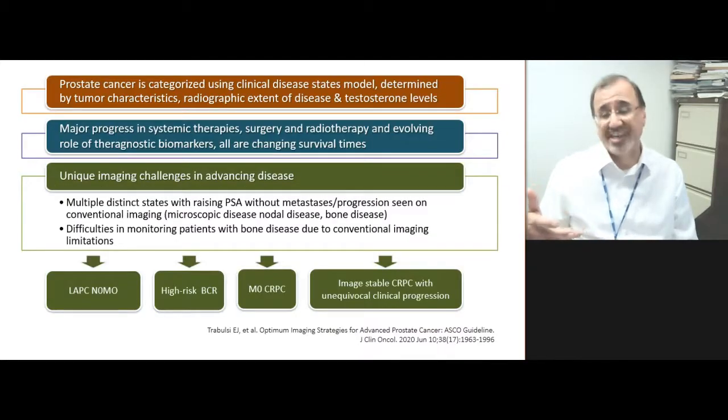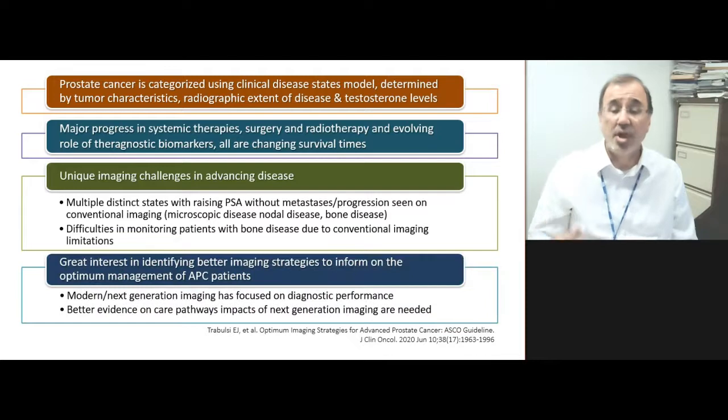There are multiple unique challenges in advancing disease because we're using bone scans and CT scans. So there are a number of states where you can have advancing or rising PSA levels and you don't see anything at all. Similarly, there are instances where patients are clinically progressing but you don't see anything changing on the conventional imaging. So there's a great deal of interest in identifying better imaging strategies to inform on the optimal management of patients with advanced prostate cancer, but so far next generation imaging has focused just on diagnostic performance.